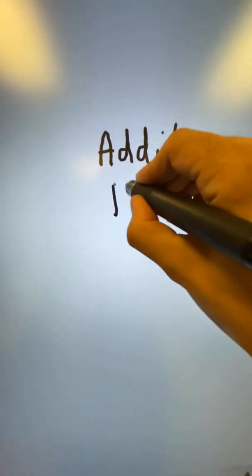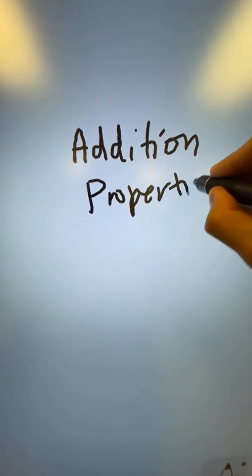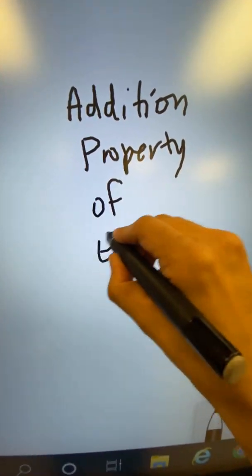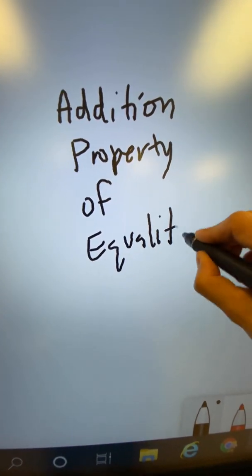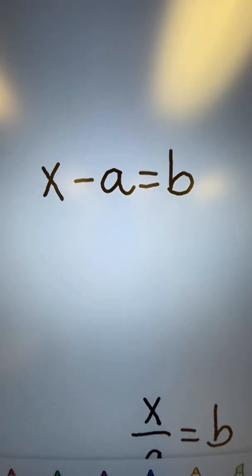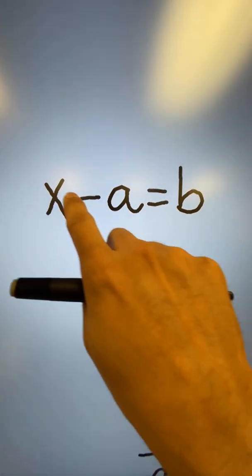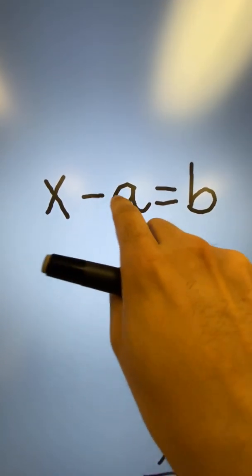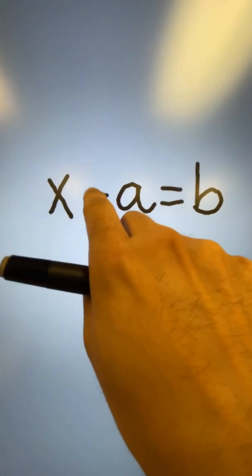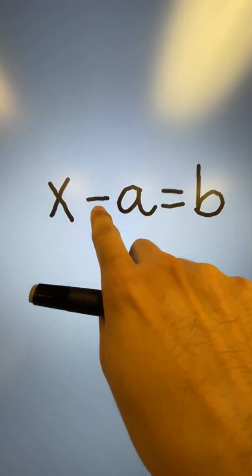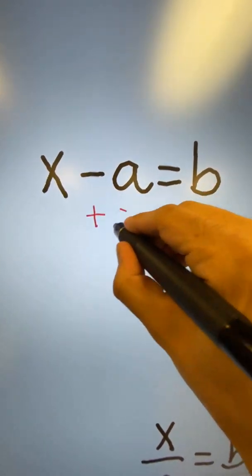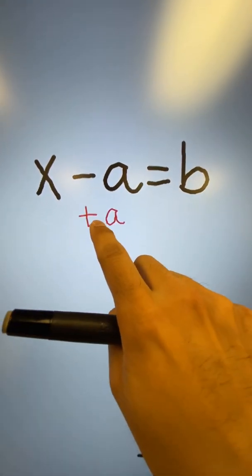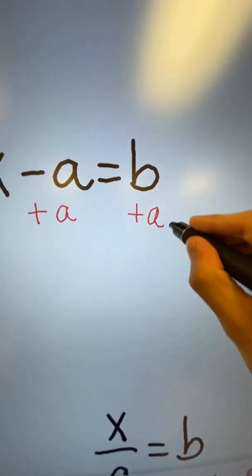In this example, I'm going to show you the addition property of equality. In this case, similar idea. We have x minus a. We're trying to solve for x. Since we're subtracting a, I ask myself, because I want to get rid of this term here, what is the opposite of subtracting a? The opposite of subtraction is addition, so I'm going to add a. And to keep the equation balanced, I'm going to add a to the other side as well.